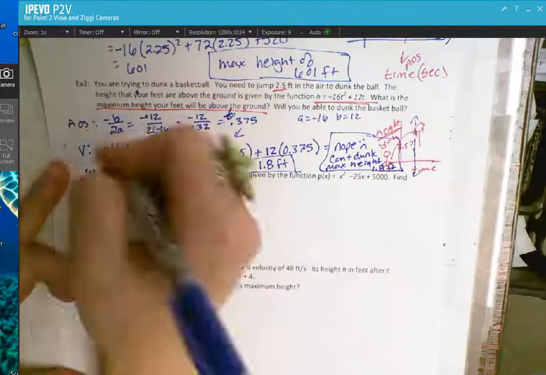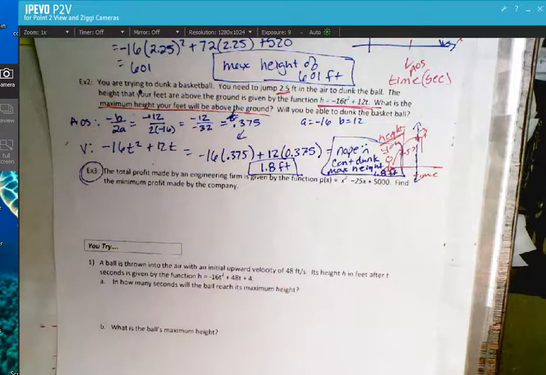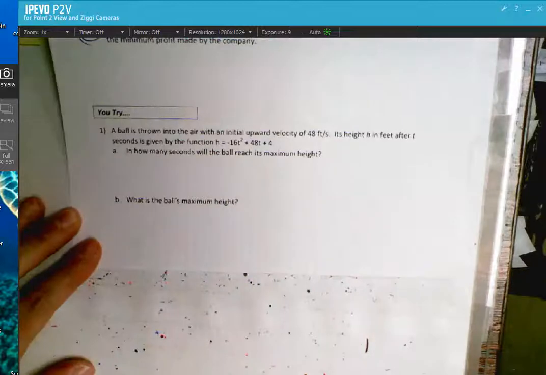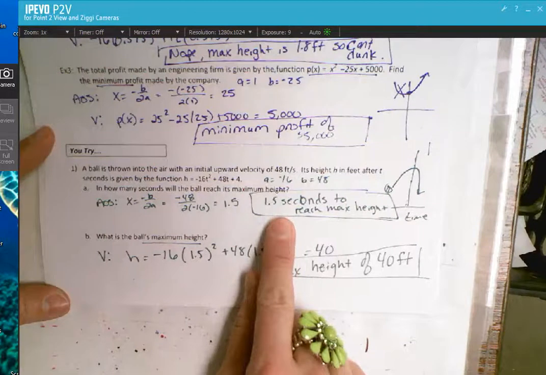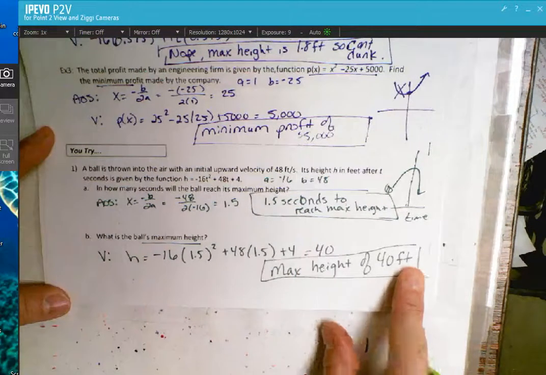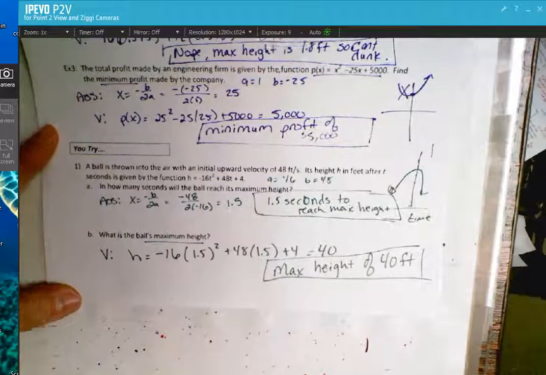Okay, we're going to circle example 3. We're going to come back to profit and loss later. You can take a look at that later. I want you to try the next couple, answer those, come back, check your answers. You should find that it takes you 1.5 seconds to reach your maximum height, and that maximum height is 40 feet. Pause the video, make sure you know how to do this, jot down any questions you have, and I'll see you in class.